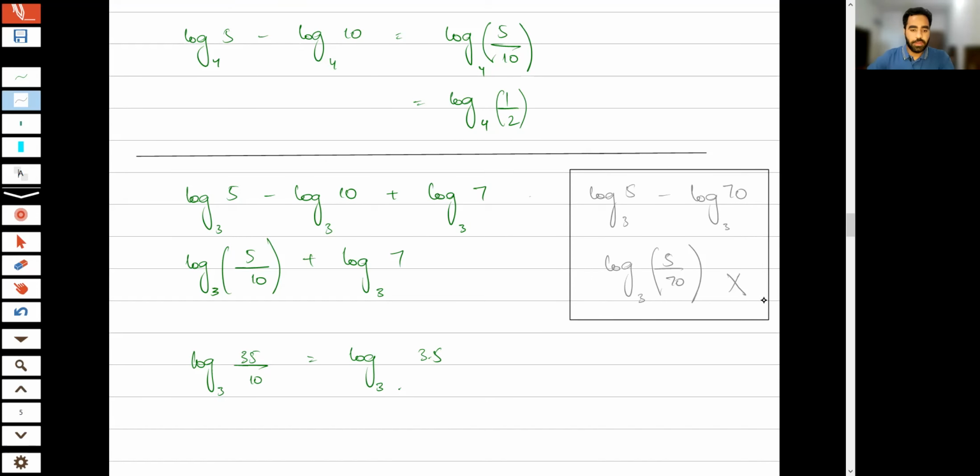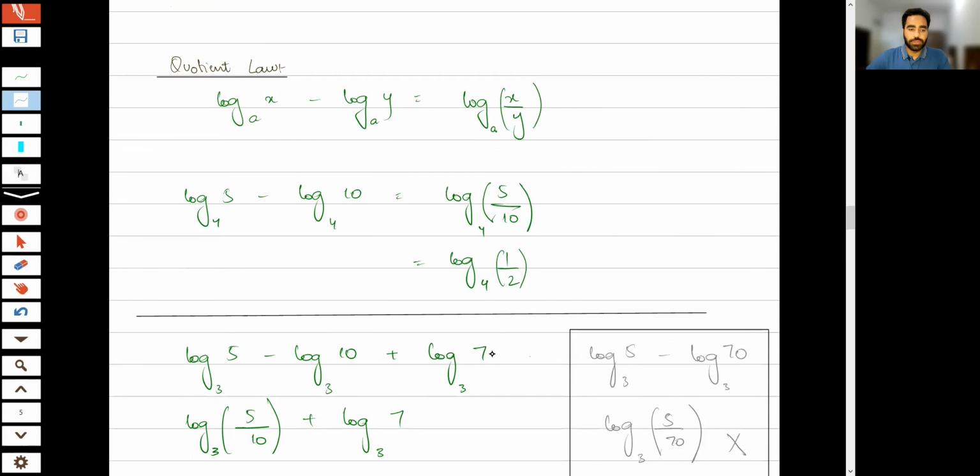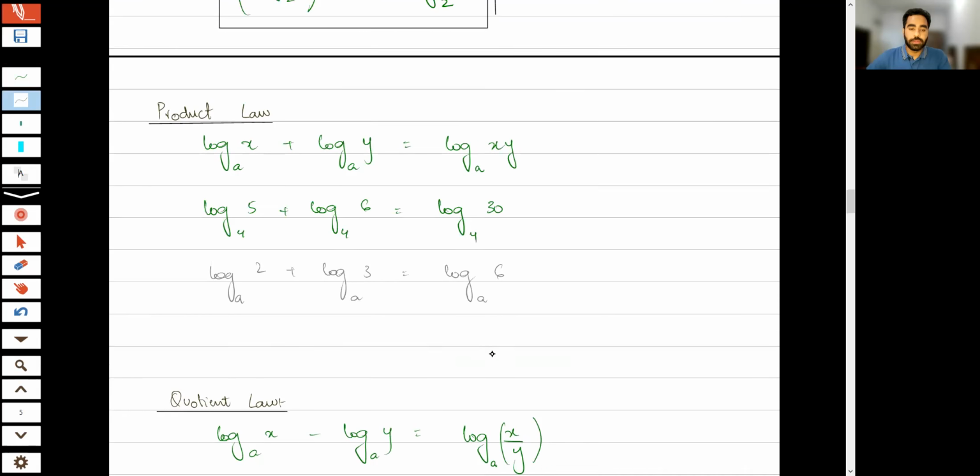In the next series of videos, we're going to solve more questions. We're going to convert from logarithmic to exponential form, and then from exponential to logarithmic form. We're going to look at a few basic logarithmic equations and how to solve them. And then we're going to move further, discussing the product law, the quotient law, and the change of base law.